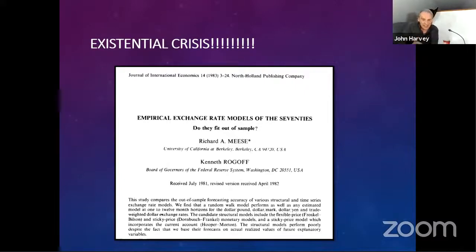And the last sentence is particularly damning. The structural models perform poorly despite the fact that we base their forecasts on actual realized values of future explanatory variables. In other words, if you or I were doing a forecast right now, we would have to guess what next month's unemployment statistics are. We would have to guess what unemployment is right now, because we won't know until the data are collected. They didn't do that. They went ahead and put in the actual values, things that people wouldn't even have known then, but would nevertheless be relevant, and it still wouldn't work.